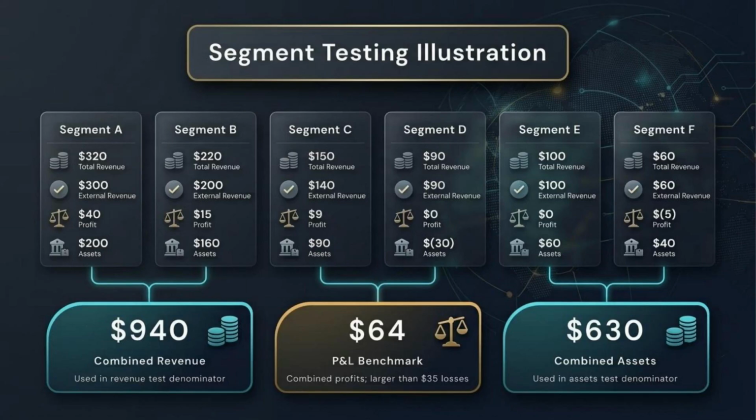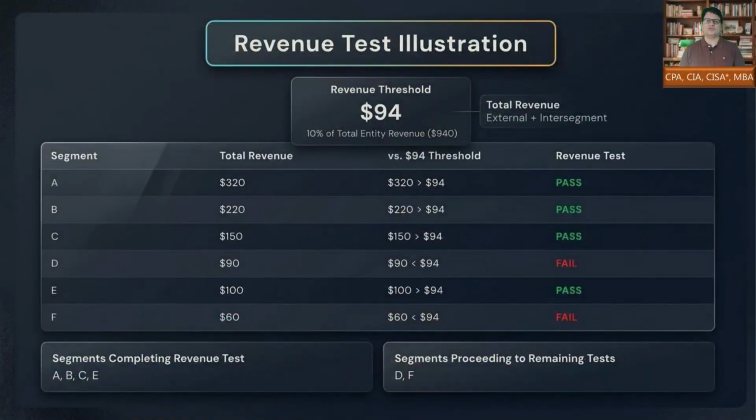Segment E has 100 revenue, 0 profit, and assets of 60. Segment F has 60 revenue, a loss of 5, and assets of 40. The combined revenue is 940, external revenue is 880, and combined assets are 630. For the revenue test, the threshold is 10% of 940, which equals 94.